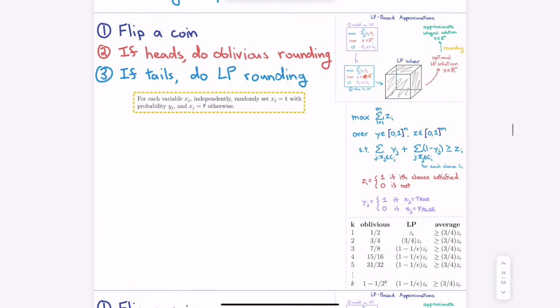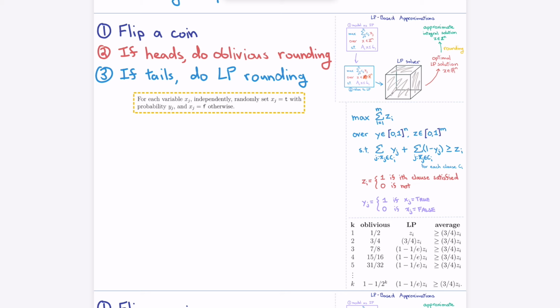Okay. So what you can do is flip a coin. If heads, you do that oblivious algorithm. If tails, you take the LP-based approach. So that's very nice, right? Because it actually lets you kind of do both algorithms, even though, of course, you can only do one. You're just doing each one half the time. Well, you can, but you can only output one of those assignments.